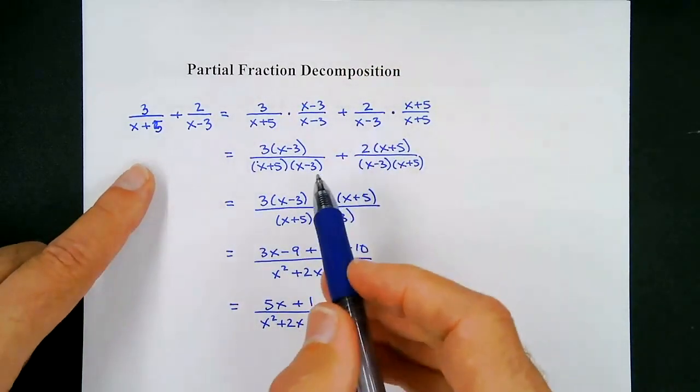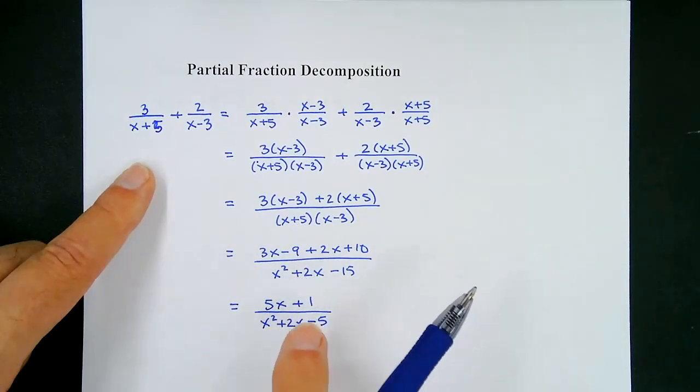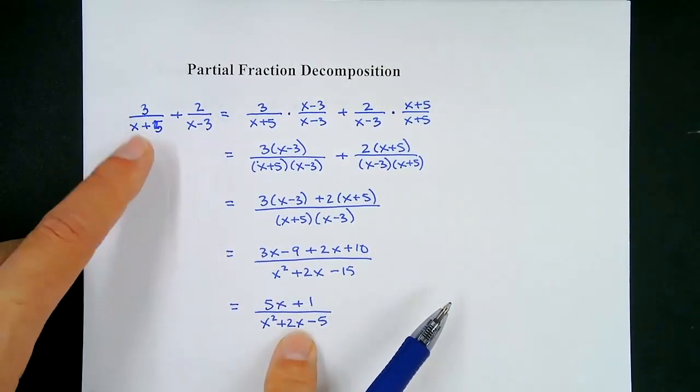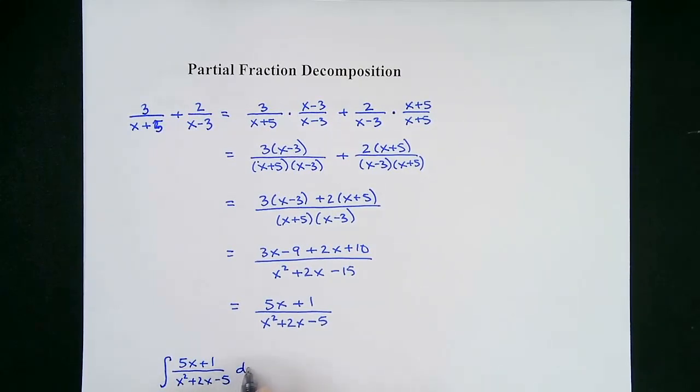Now, the reason I did this is because what this means is this is equal to this, which is equal to this, which is equal to this. This and this are the same thing. So what we're going to do today is try to integrate this. So if we try to integrate 5x plus 1 over x squared plus 2x minus 15, and then we need our dx, right?